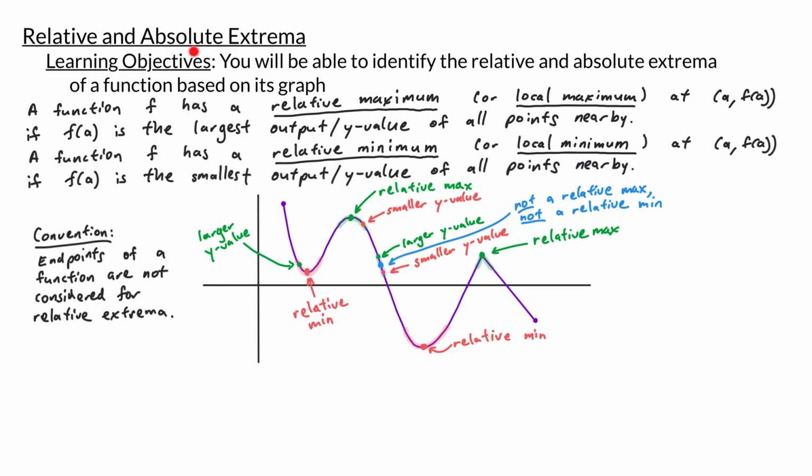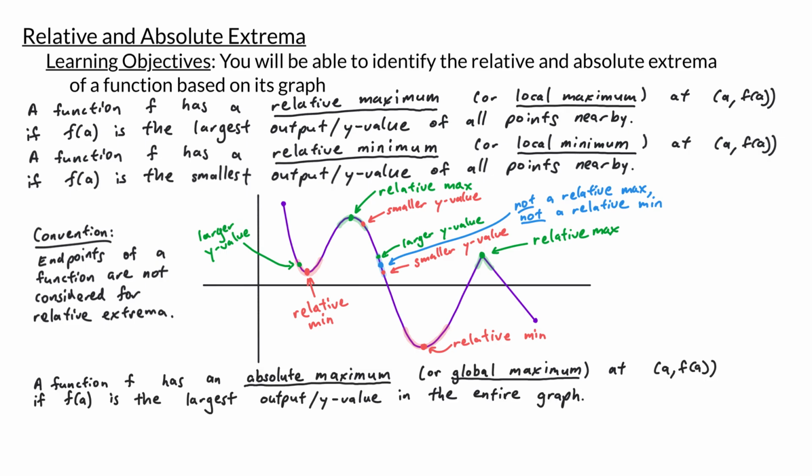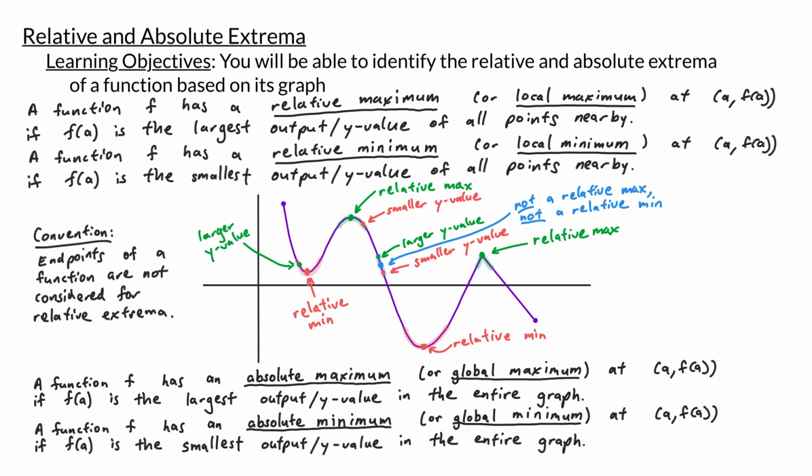Next, let's talk about absolute extrema. For absolute maximums and minimums, or global maximums and minimums, what we want to do is look at the entire graph and determine where we have the highest point and where we have the lowest point. We say that a function has an absolute maximum or a global maximum at a point a comma f of a if f of a is the largest output or y value in the entire graph. Similarly, we say that a function has an absolute minimum or a global minimum at a point a comma f of a if f of a is the smallest output or y value in the entire graph.